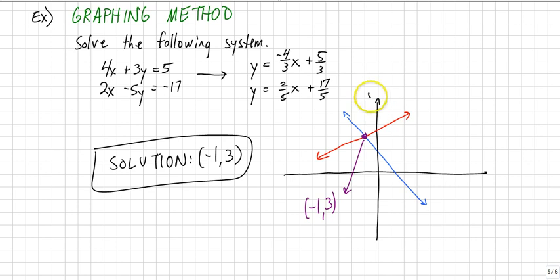Basically, I just want you to understand that you could graph both lines and find where they intersect, and that would give you the solution. But we're not going to do that by hand. It takes too long, and the other two methods are a little bit quicker. The other two methods always get you an exact answer. So I just want you to be aware of this and to know that you can do it to check an answer if you have time.